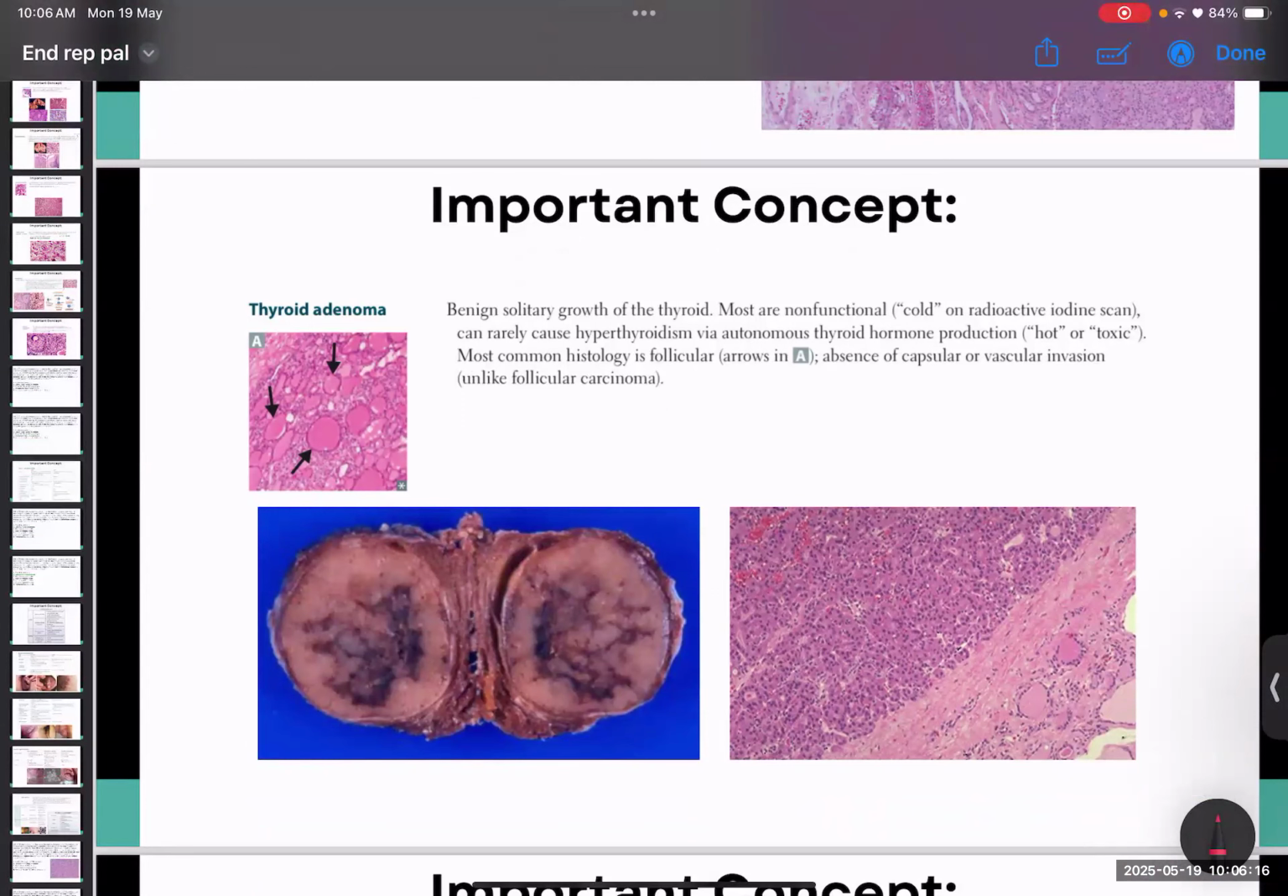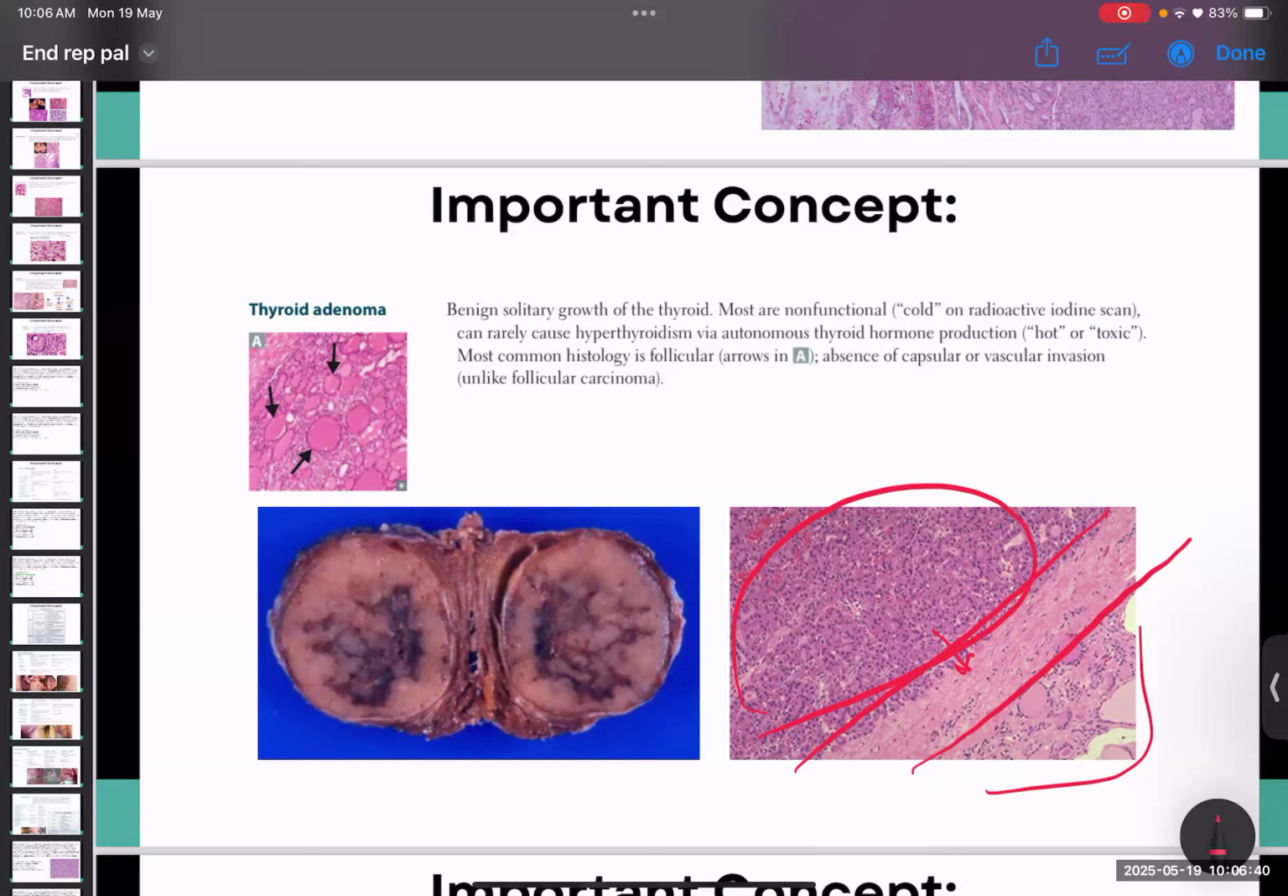So starting off with thyroid adenomas, this is usually just a benign solitary overgrowth of the thyroid tissue. Most of them are non-functional. So you have the thyroid capsule here. Here you have normal cells. Here you have the adenoma. Notice how this does not invade the capsule. So when it doesn't invade the capsule, this is most likely an adenoma, okay?